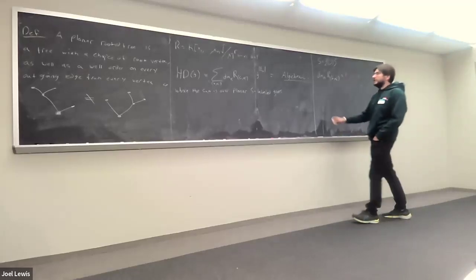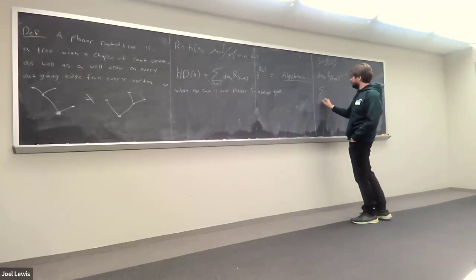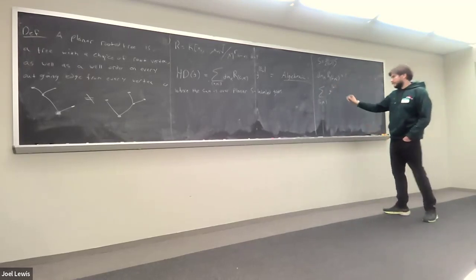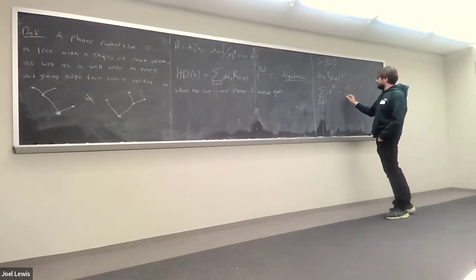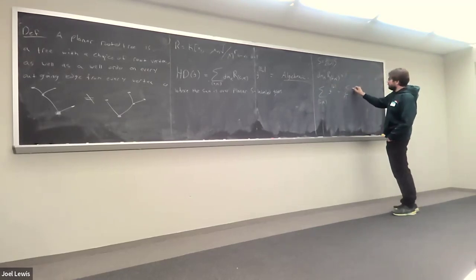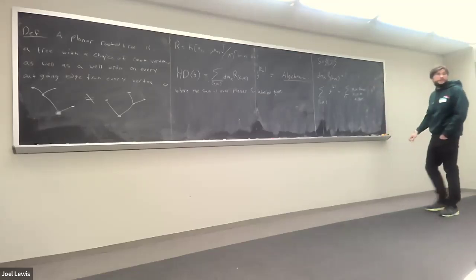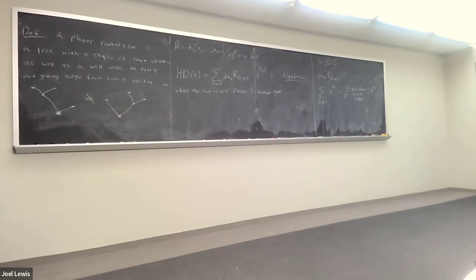So this Hilbert-Poincaré series becomes the sum over G of just T to the number of edges in G. Put another way, this is the sum over N of the number of planar trees on N edges times T to the N, just gathering terms. Everybody okay with that? What is the number of planar trees on N edges?